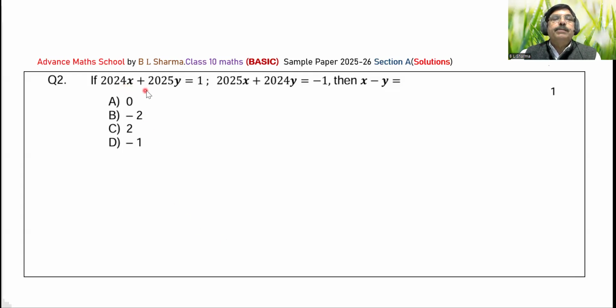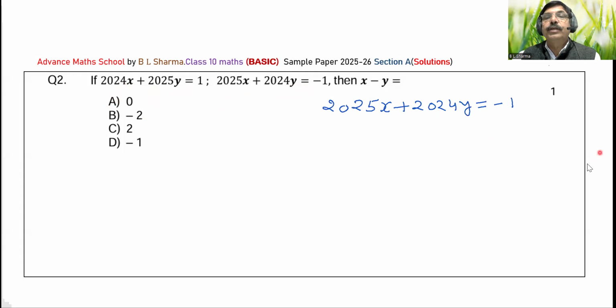Next: 2025x plus 2024y is equal to 1 and 2024x plus 2025y is equal to -1. Then what is the value of x minus y here? For this, we subtract the first equation from the second equation. So we write both equations, and then we subtract this first equation from the second equation.